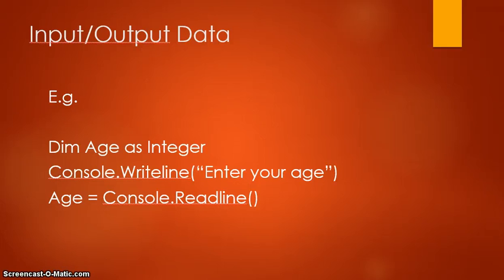As we looked at, here is an example piece of code in Visual Basic. We've told VB that age exists as a whole number. This is saying console.writeLine enter your age, which will display a message to the user to enter their age, and this assigns whatever the user enters on the console to that variable.